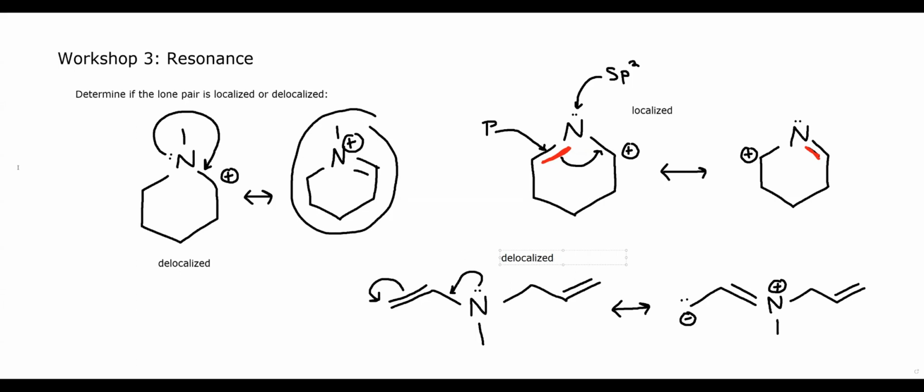Now, could we draw a resonance structure in the other direction? No, because we have this sp3 carbon in the way of that double bond. We can't jump over those sp3 hybridized carbons. Those sp3 hybridized carbons do not participate in resonance. It's only those sp2 carbons because we need that p orbital. Okay.